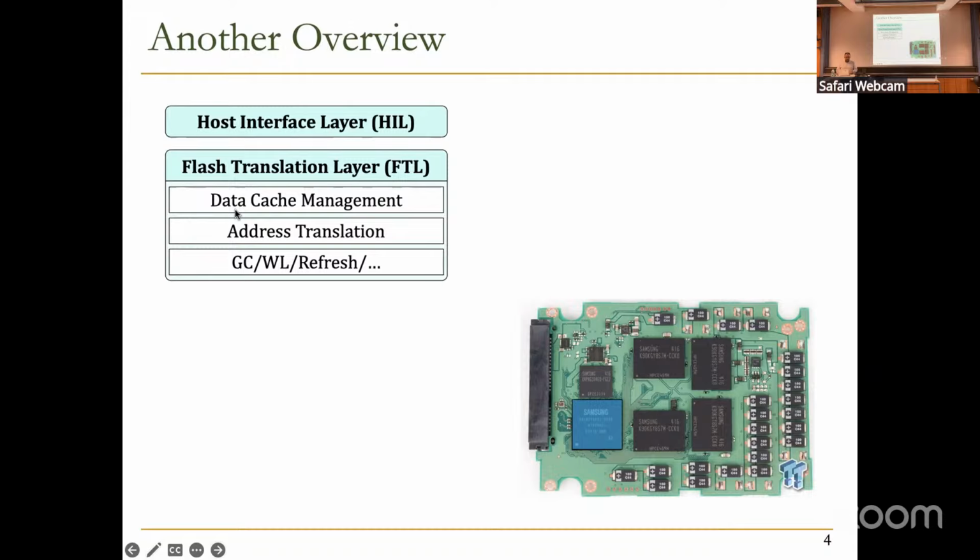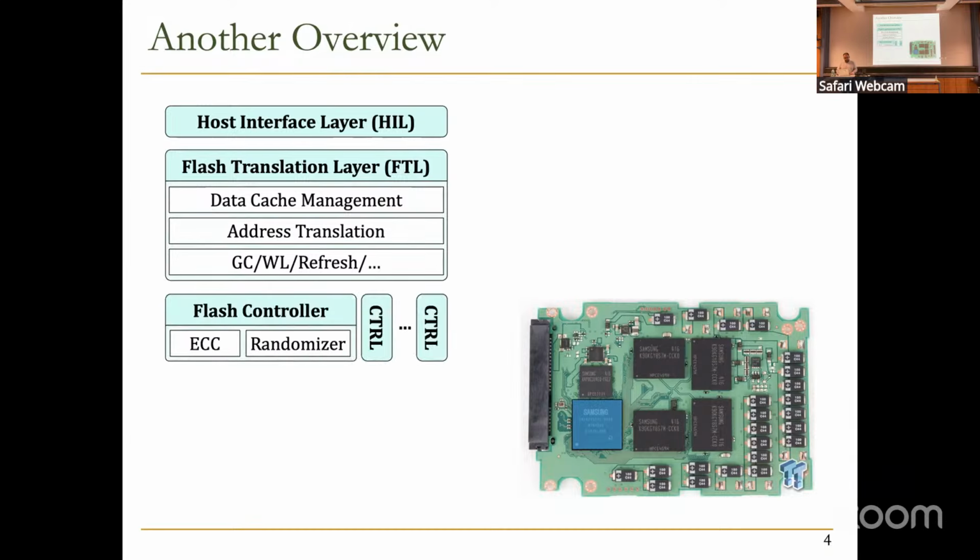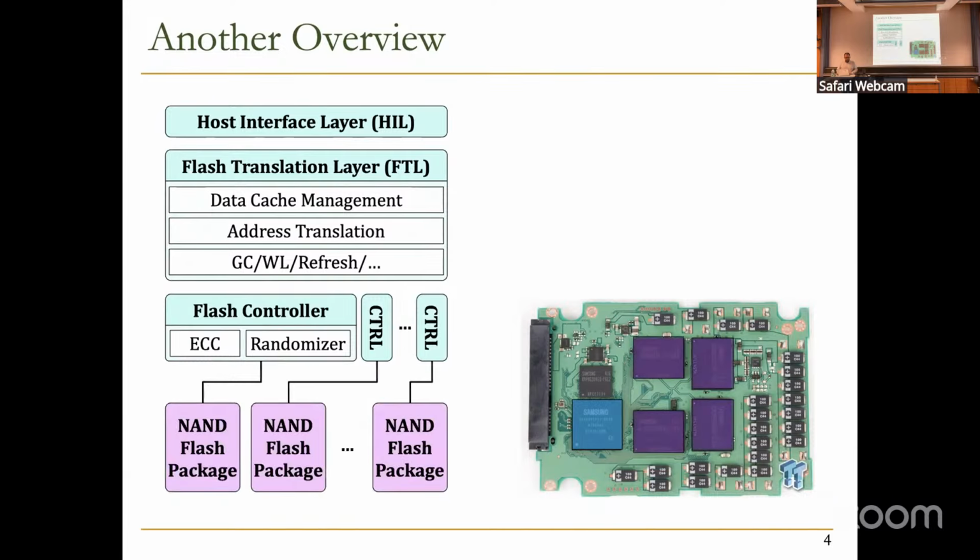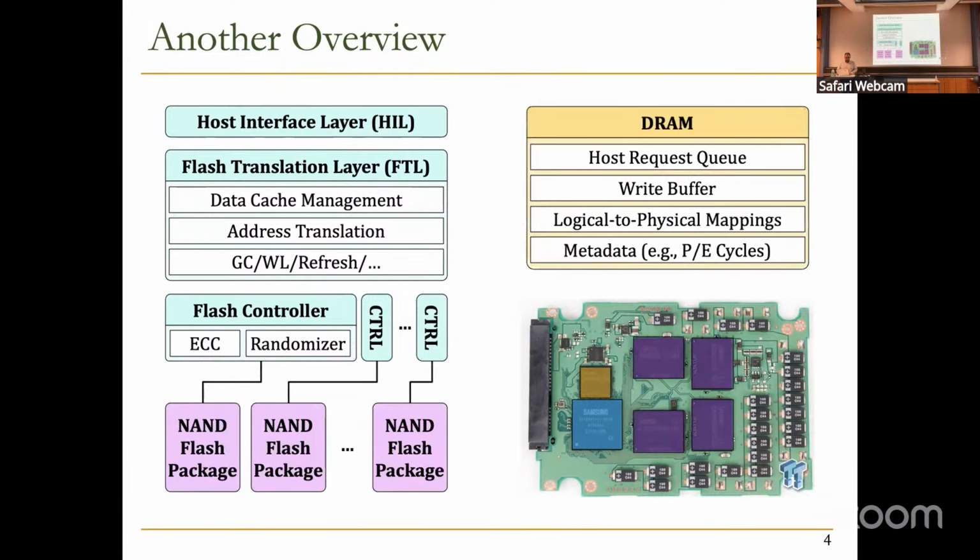One is data cache management. There is this DRAM here that you can also use as part of a cache and also a write buffer, so managing that is done in the FTL. Also, the FTL does address translation, which we're going to see why we need, and some other operations like garbage collection, wear leveling, refreshing, and many more. So the FTL is, I would say, the most complicated and the most important part of the SSD system. And the flash controller does ECC and randomization, and essentially controls the NAND flash packages.